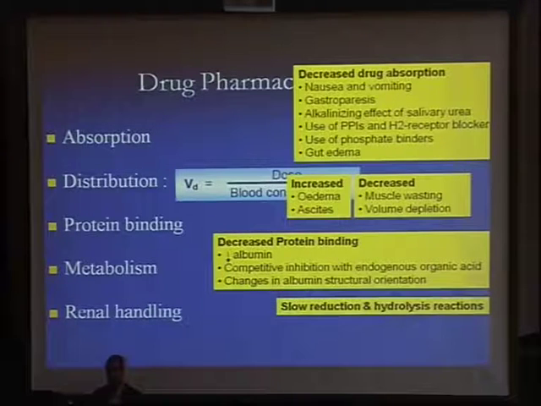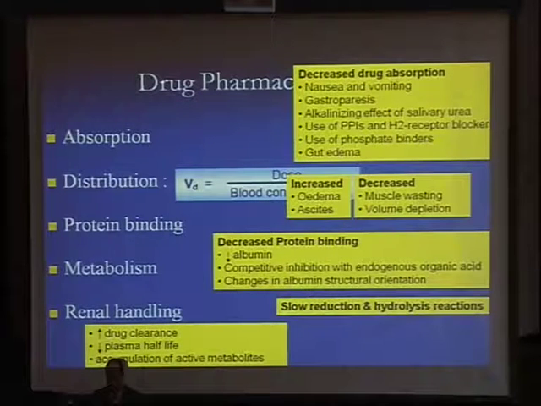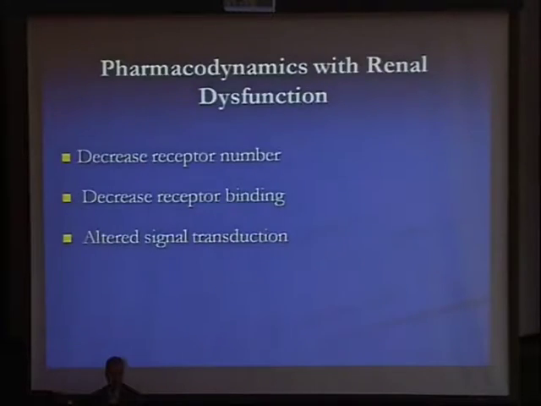Metabolism is going to be slow, also reduction and hydrolysis reactions. And finally, the renal handling, and sorry for the arrows, they are well directed. There is going to be a reduction in the drug clearance and increase in the plasma half-life. The result will be accumulation of active metabolites of the drugs. So this is what happens with renal impairment in regard to the pharmacokinetics. And for the pharmacodynamics, you get a decrease in the receptor number, and you get a decrease in the receptor binding, and you have altered signal transduction.